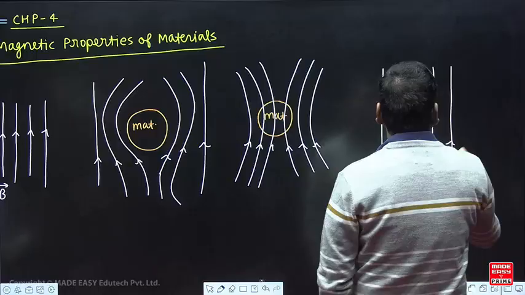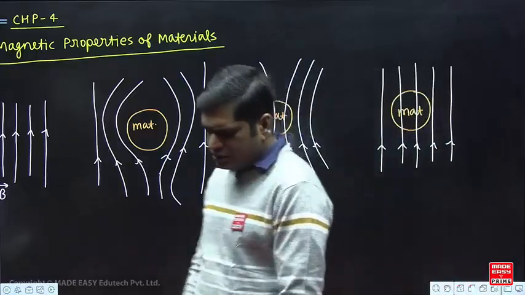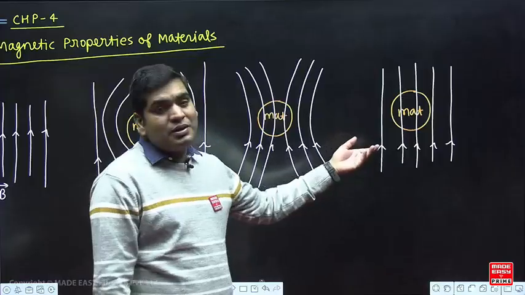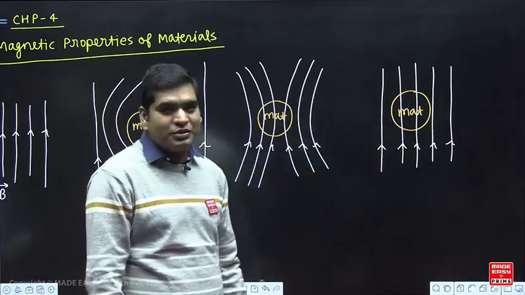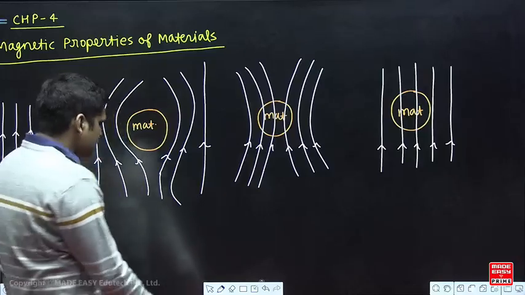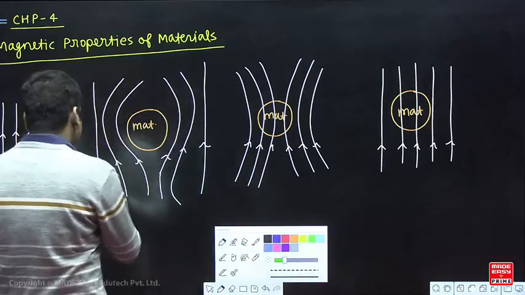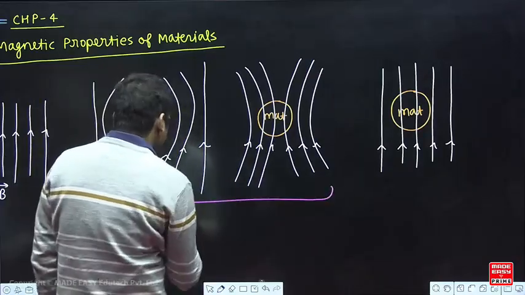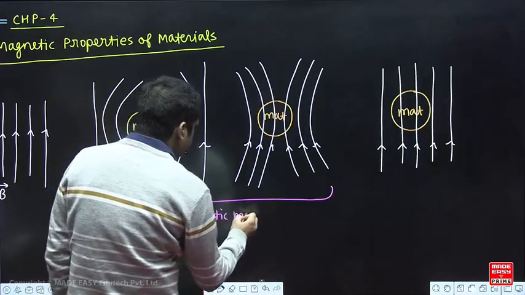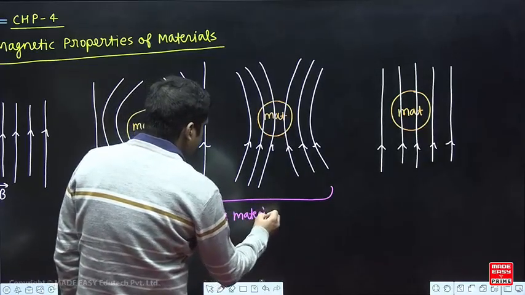Sometimes people get confused: if it is a non-magnetic material, field lines will not pass. No, they will pass, but without changing, whereas in a magnetic material they will definitely change. So these two are basically magnetic materials. Attraction or repulsion, any phenomenon may take place. This is known as magnetic material.